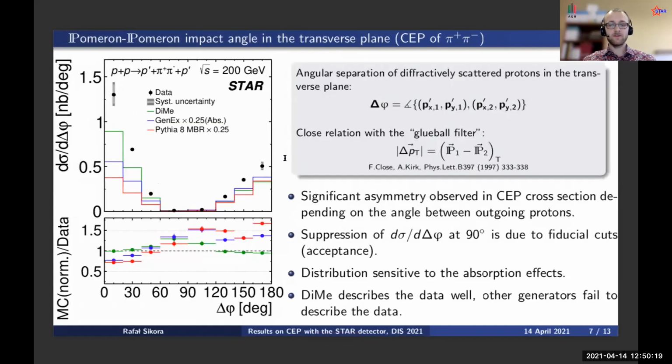Now we show the differential cross sections also as a function of observables related to the forward going protons. This is by design possible only if those protons are measured. So here is the azimuthal angle in the transverse plane between the two protons. I want only to say that this dip around 90 degrees is due to the fiducial cuts.